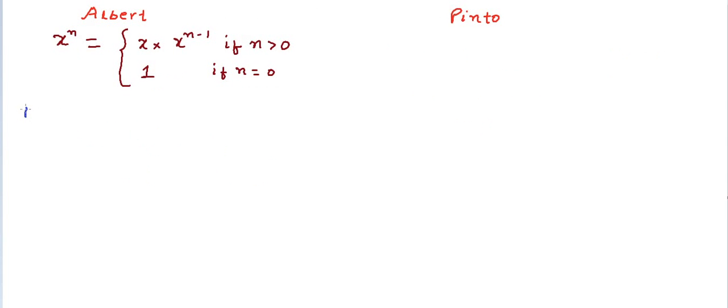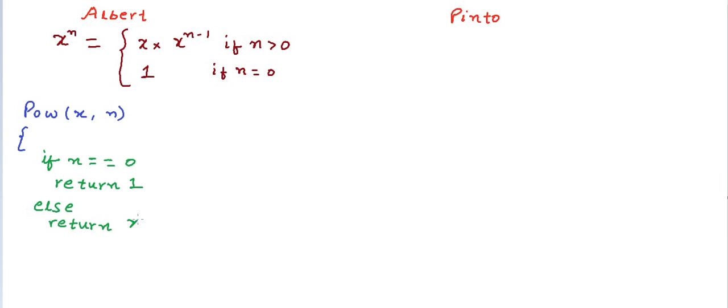Albert writes a function power that takes two arguments, x and n, and we are only writing pseudocode here. The function goes like: if n is 0, then simply return 1, else return x into, and we make a recursive call here to calculate x to the power n minus 1. So we pass arguments x and n minus 1, and this is Albert's implementation, and this will work fine for all n greater than or equal to 0.